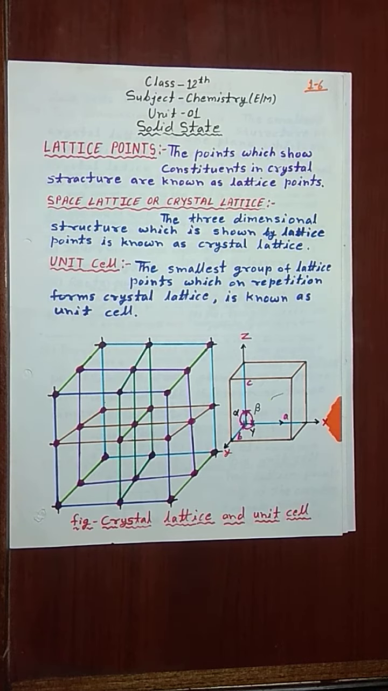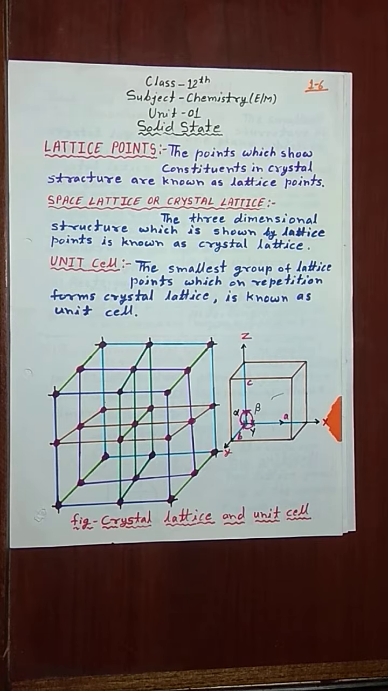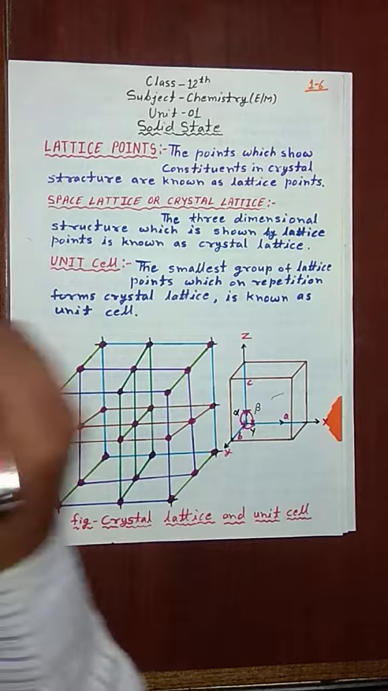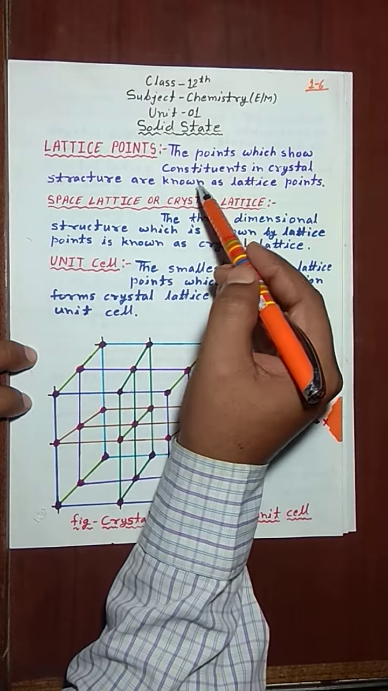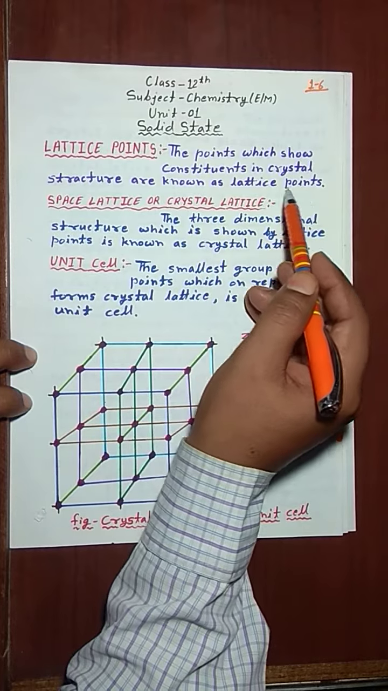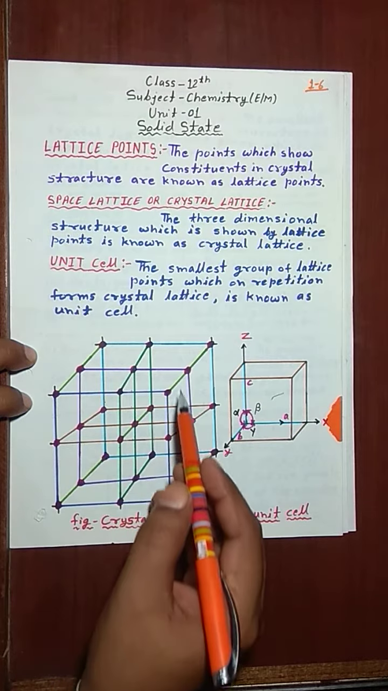Students, in this class I am going to take some points related with class 12 chemistry, unit first, solid state. First is lattice points. The points which show constituents in crystal structure are known as lattice points.